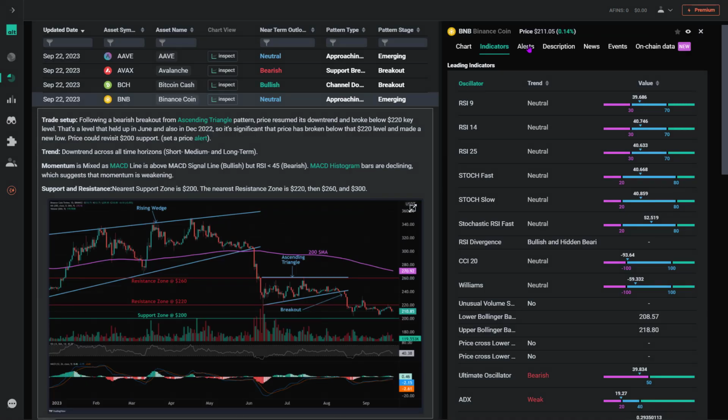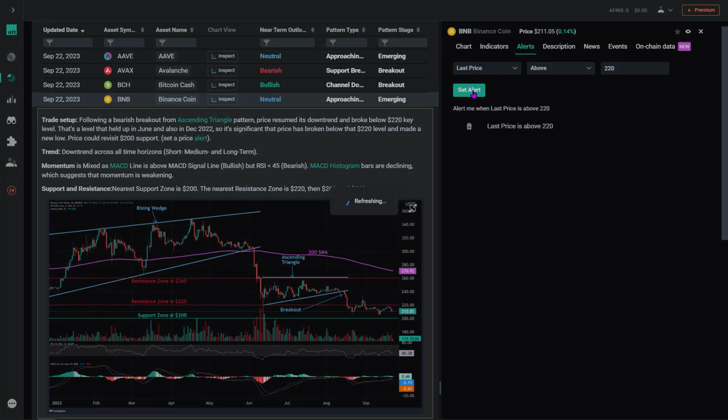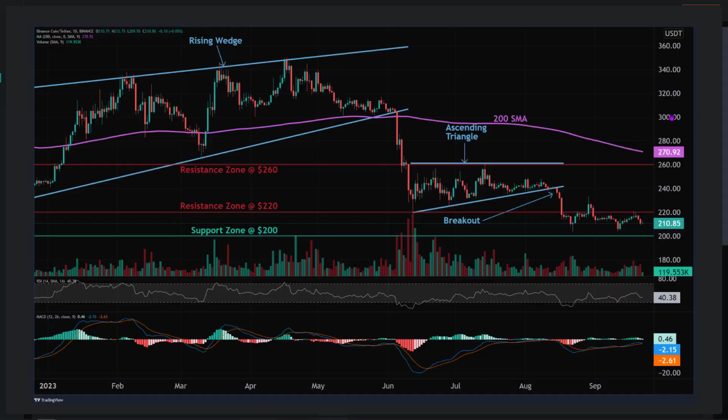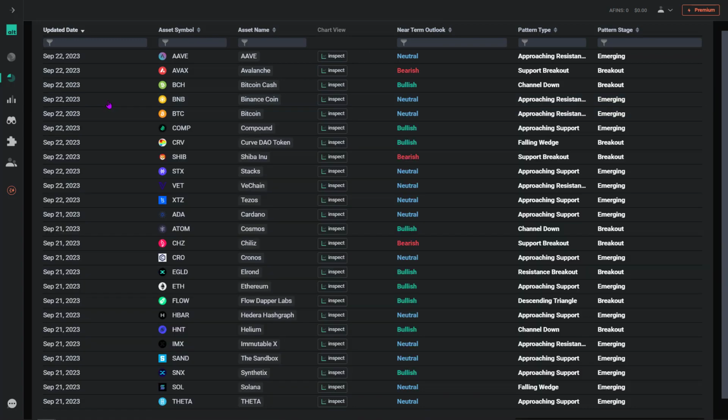So I'm going to set up a quick price alert that says, alert me when the last price is above $220. Okay, it's that easy. So now I'm going to be alerted when the price crosses above the 220, and I can make a decision whether that's an indication of potential trend reversal. So even the neutral rated trade setups are worthwhile paying attention to, and maybe setting up your alerts so that you stay on top of it.